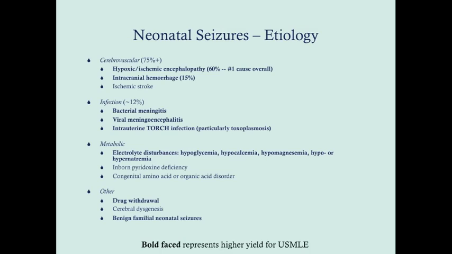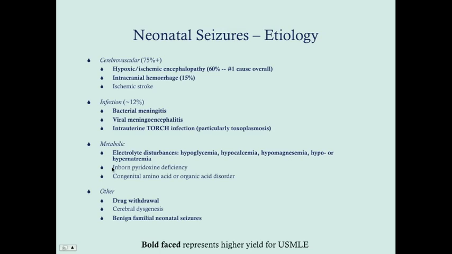Infection includes bacterial meningitis, group B strep, E. coli, viral meningoencephalitis. Typically, these are going to present later, whereas these cerebrovascular causes are going to present within 6 to 24 hours of life. Intrauterine TORCH infections, particularly toxoplasmosis, are another possibility. Metabolic, we're thinking of electrolyte disturbances, hypoglycemia, hypocalcemia, hypomagnesemia, or hypo- or hypernatremia.